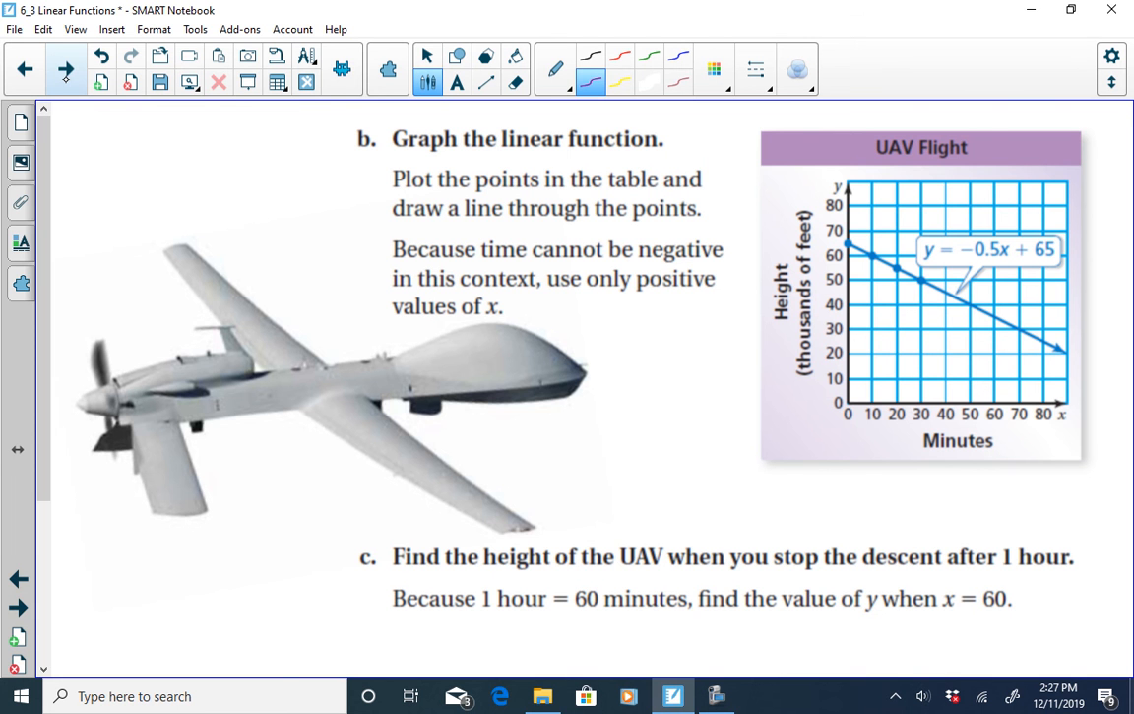All right. What else we got here? Okay, and here, same problem. We have our equation. We have the decrease in altitude over the course of a number of minutes. And then, plot the points in the table and draw the line through the points, if we're graphing the linear function that we know. Because the time cannot be negative in this context, use only positive values for x. We're good with that. Find the height when x is equal to 60. Well, that would be right about here. If we were to estimate that, it looks like it's in between 30 and 40 feet. So I'm going to say that's 35 feet, if we're using the graph.